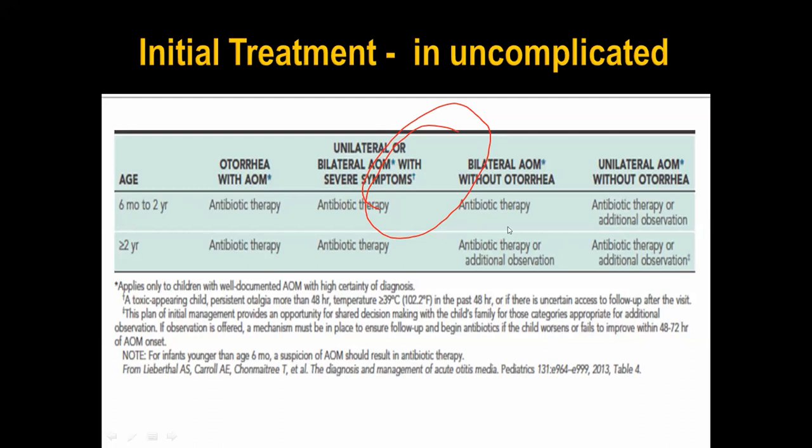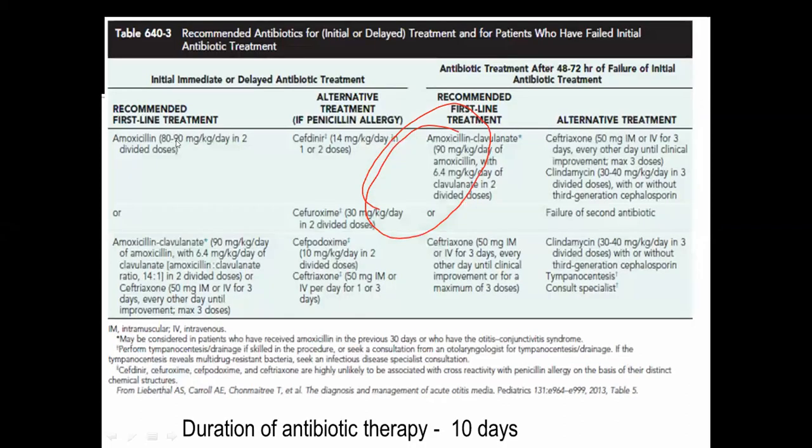Whether we start antibiotics as immediate treatment or as delayed treatment after a period of observation, the first recommended antibiotic is amoxicillin. Kindly note that the dose is 80 to 90 milligram per kg per day in 2 divided doses. Or amoxicillin-clavulanate, especially when the child has received amoxicillin in the recent 30 days. The dose is 90 milligram per kg per day of amoxicillin and 6.4 milligram per kg per day of clavulanic acid. The alternative is ceftriaxone.